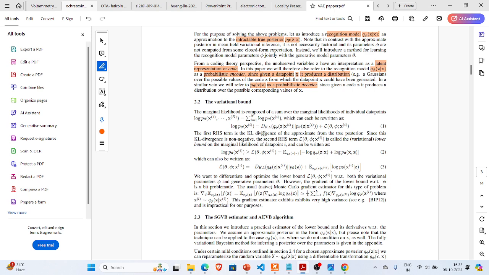So for this we get to the concept of variational bound here. This is the likelihood, as you can see, log of probability of each of the samples. That is the sum of log of each probability of each example. Okay, so this is our p of xi. So this is our posterior.